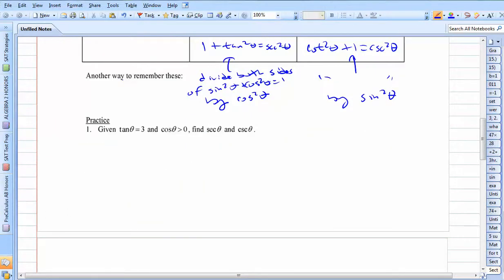So let's look at some examples here. Tan theta equals 3, cosine theta is greater than 0. So what this implies is that tangent's positive, cosine's positive, in the first quadrant. Here is theta.